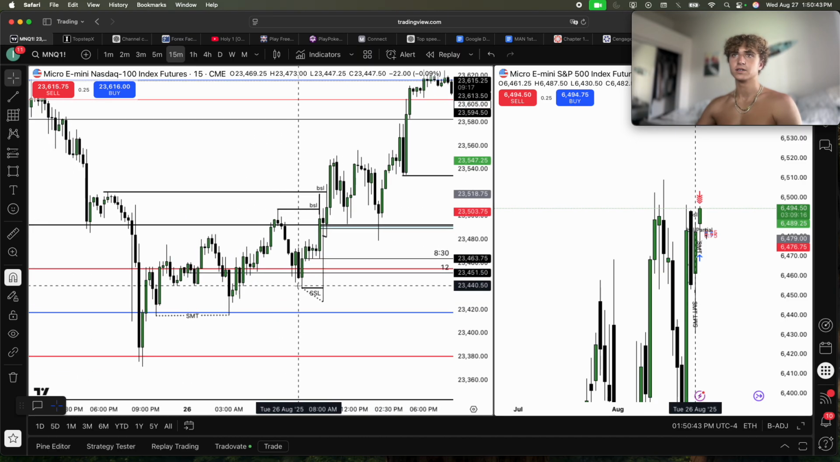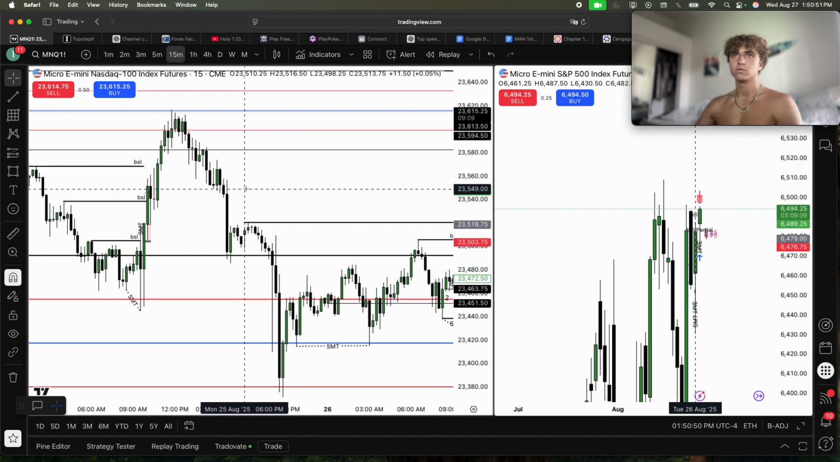Let's look here. What do we have? Order block right here. What do we do? Sweep sell side in an order block. Go higher. What do we do on Monday?